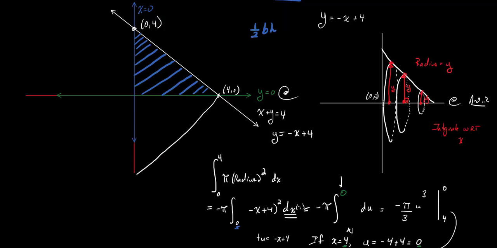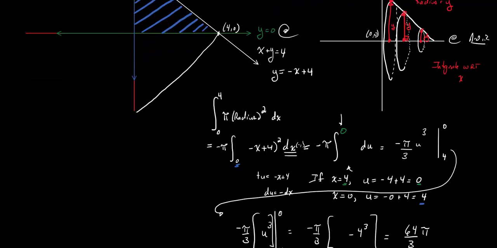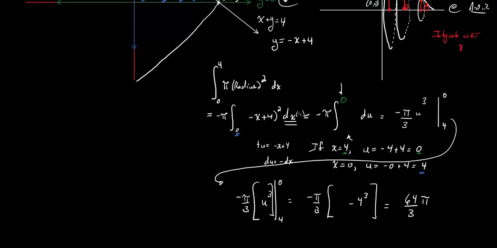And then once I found my bounds, I then performed the integration, solved, and we got 64 pi over 3.